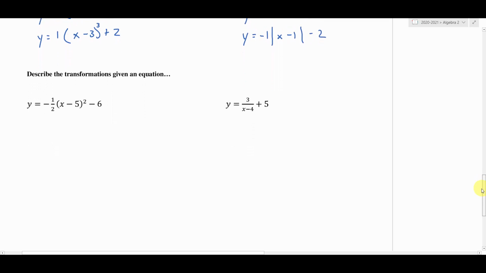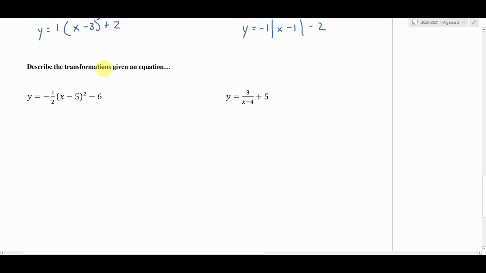All right, last two examples I'm going to show you here. It says describe the transformations given an equation. So you have the equation. You're not writing an equation anymore for this one. Instead, you just need to verbally tell me what the transformations are just by looking at the equation.